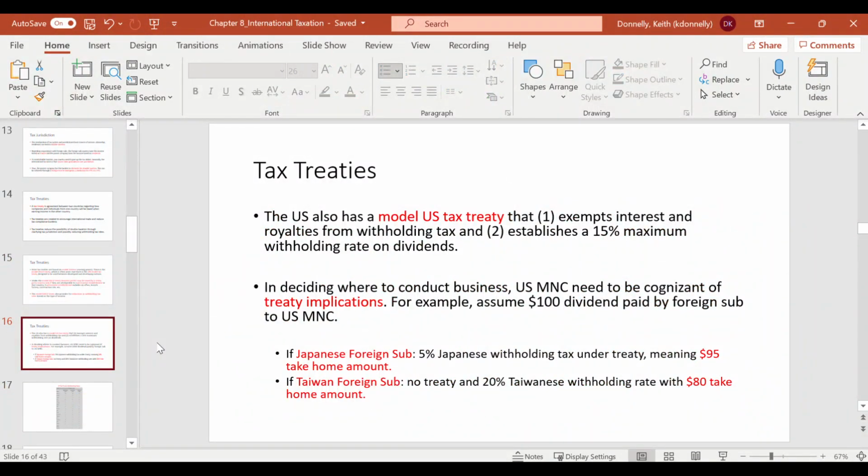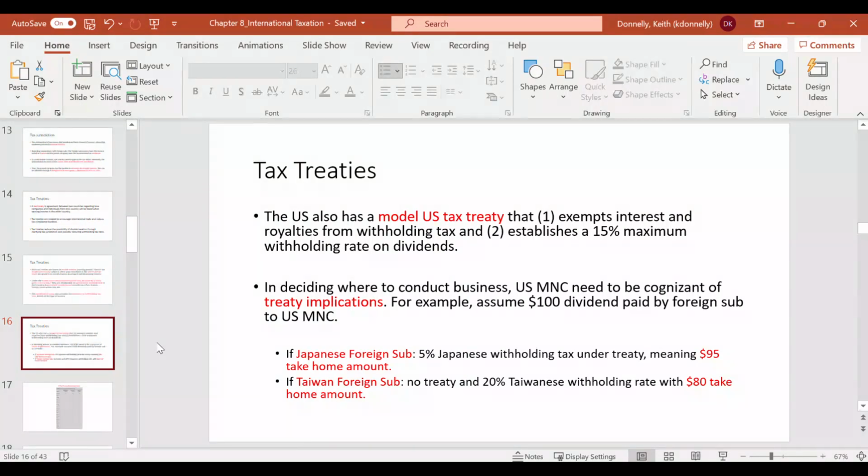So the U.S. also has a model tax treaty that exempts interest and royalties from withholding tax. It establishes a maximum 15% withholding rate on dividends. Again, they want countries to come and work with us, right? We have a model tax treaty available that you can look at, that we can start from.